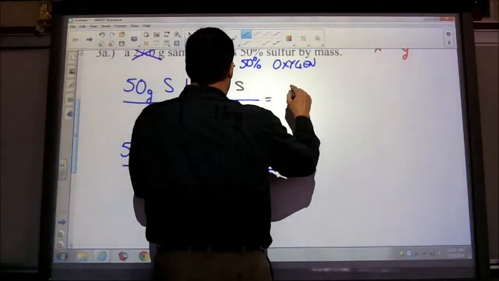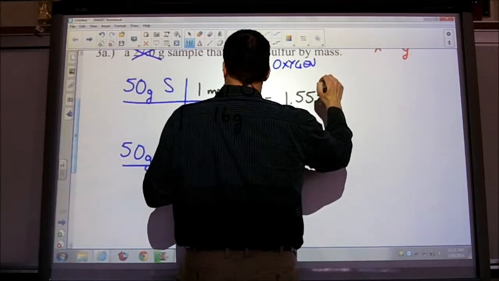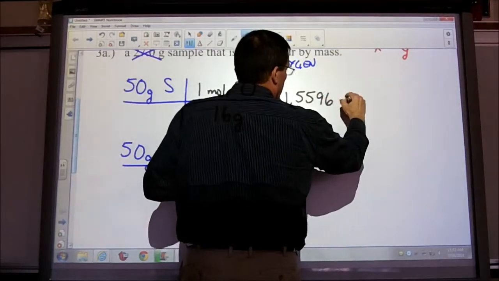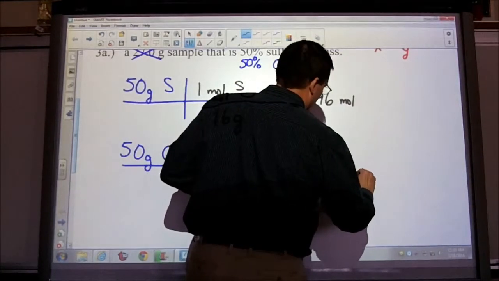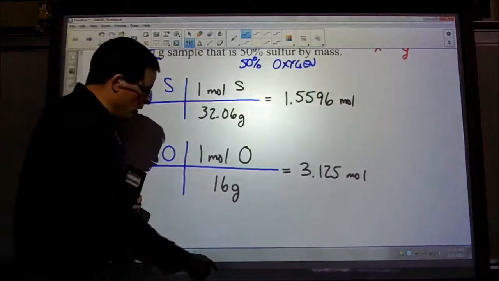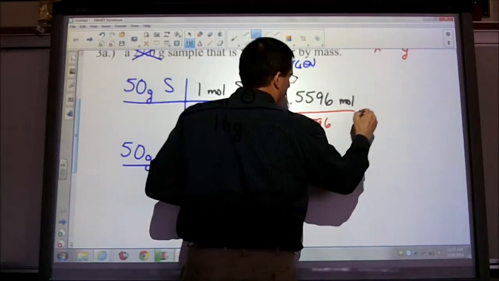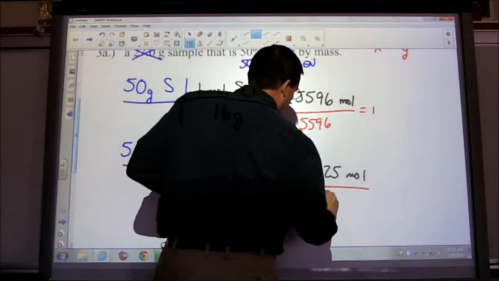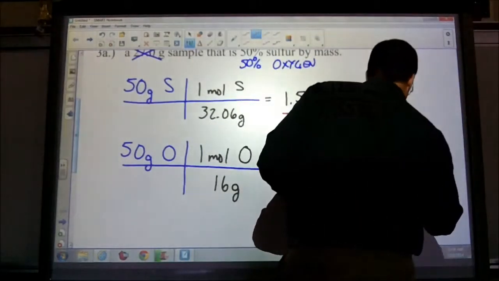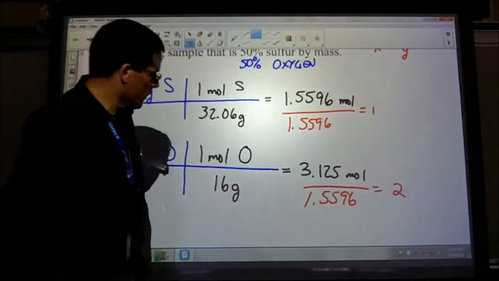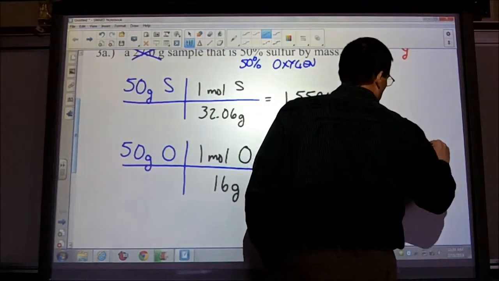The sulfur has a value of 1.55996. Okay, again, don't round too much. The value for oxygen is 3.125 moles. So again, look and see which of these two values is the smaller, and this one is the smallest value. So that equals 1. And the other is equal to 2.00375, so we'll say it's 2. So therefore, the empirical formula for this compound is 1 sulfur, 2 oxygens.